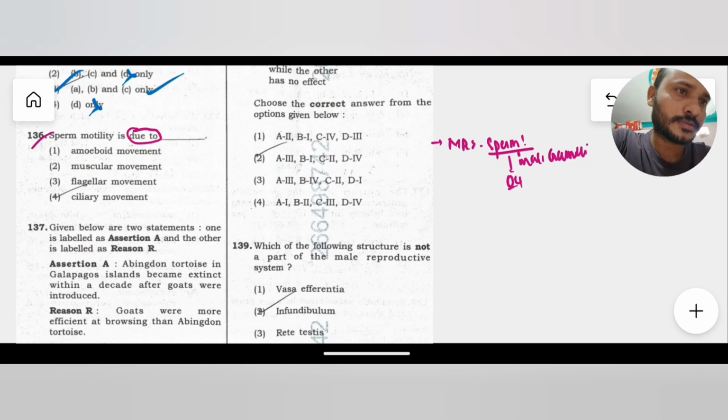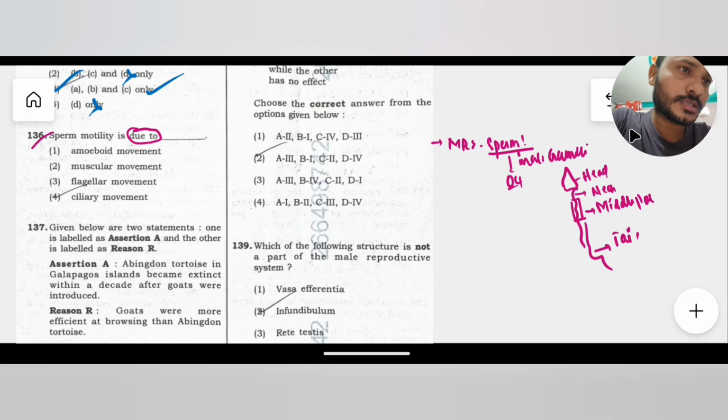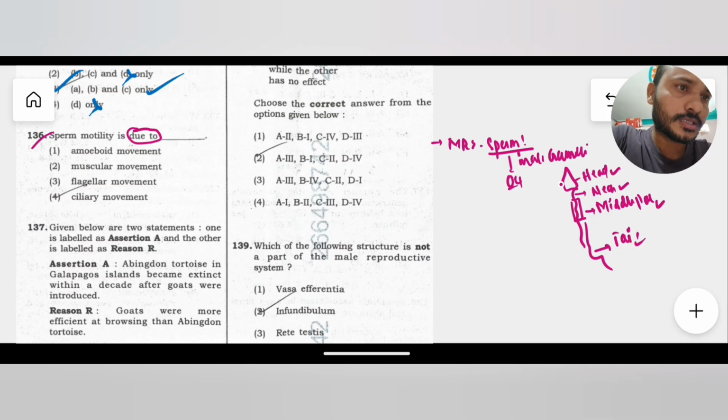For example, consider a sperm. Here is the head part of the sperm, here we have the neck part, here the middle part, and then the tail. So we have 4 parts: head, neck, middle and tail. The head part is surrounded by a membrane called the acrosome. Here I am writing acrosome. So this is the structure of a sperm.